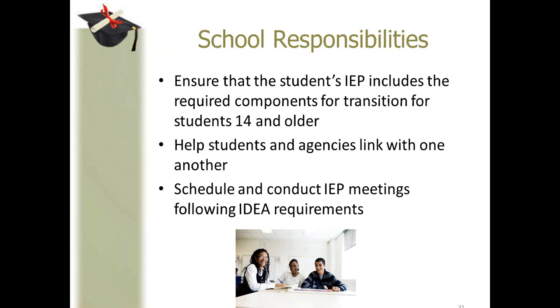It is important to be aware of the school district and school responsibilities. The school district has the main responsibility to make sure that the IEP components for transition are being addressed for students 14 and older. If a service identified on the IEP to be provided by an agency has not been provided, the school district must get the IEP team back together to find another way of providing the service.